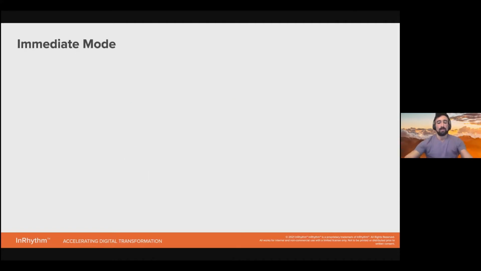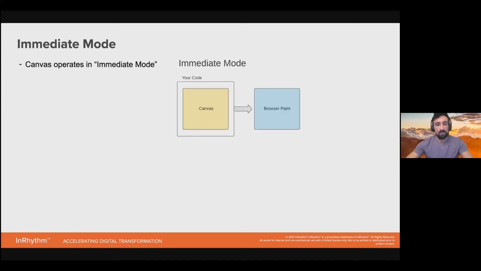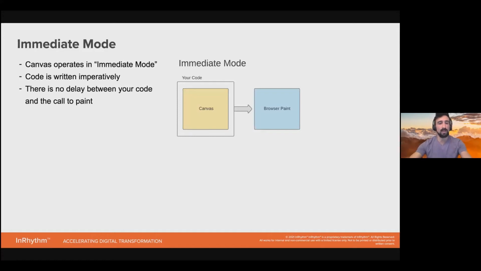Canvas is really good at this because it operates in what's called immediate mode. The graphic on the right shows an illustration of what immediate mode looks like. In immediate mode, the code is written imperatively, which means there's no delay between your code and the call to paint. So as soon as the browser runs our code, it immediately paints, which means that our code can be painted immediately, hence the name immediate mode.